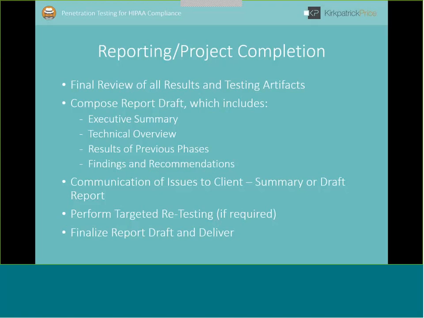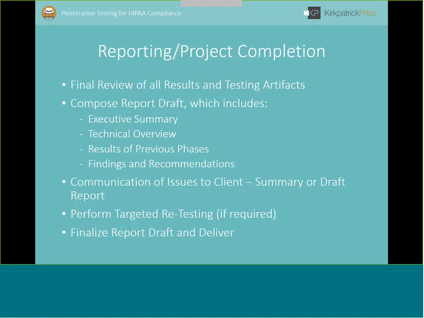So the next point here, communication of issues to the client, depends on the complexity of the project and the amount of time that's required for documentation. But the goal at the reporting phase is to make sure that anything that wasn't a high or critical risk issue is still communicated to the client as soon as possible. And so that might be a summary of findings, or it may be a draft report.